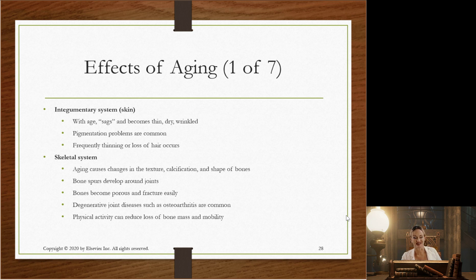Physical activity can reduce the loss of bone mass and mobility. Loss of bone mass and reduced mobility can be avoided or reduced if we continue to stay physically active, coupled with good nutrition. So this means exercise. Older bones develop indistinct and shaggy-appearing margins with spurs that are called lipping.